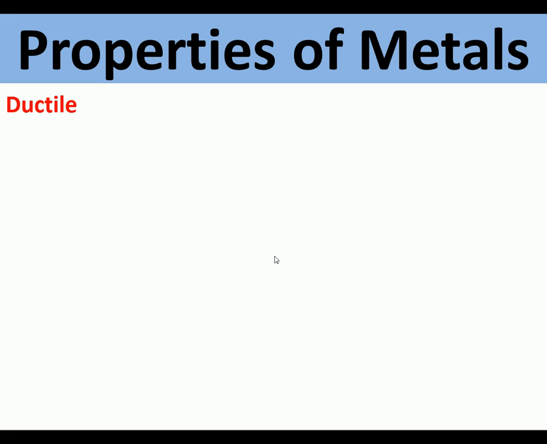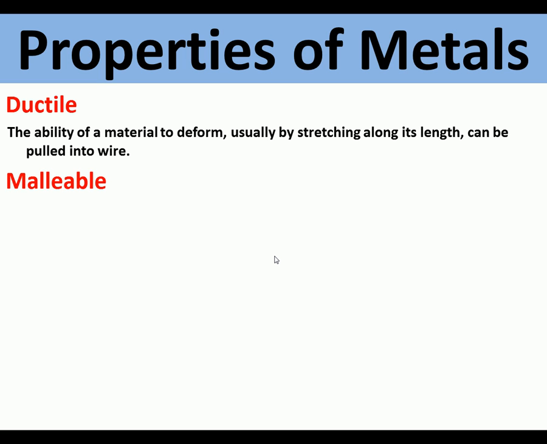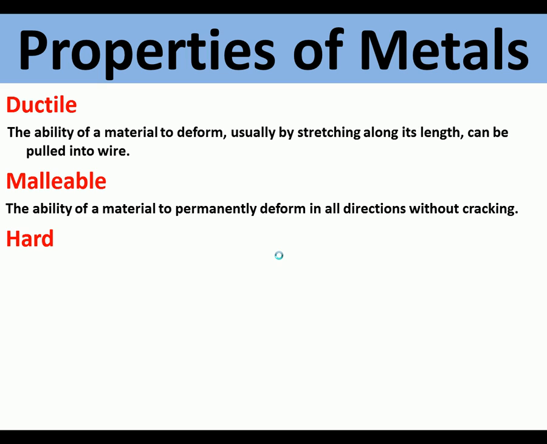I've been talking about some of the properties of metals, and it is important that you know these. Ductility, or ductile, is the ability of a material to deform, usually by stretching along its length. So copper is ductile, and it can be pulled into wire. Malleability is the ability of a material to permanently deform. So to be able to be press formed is malleability.